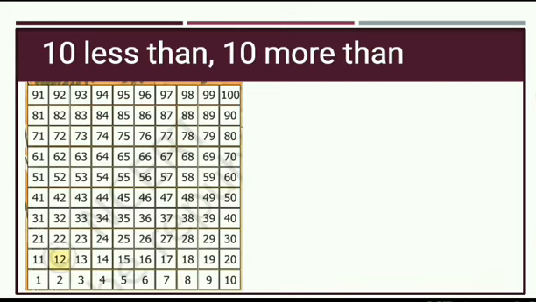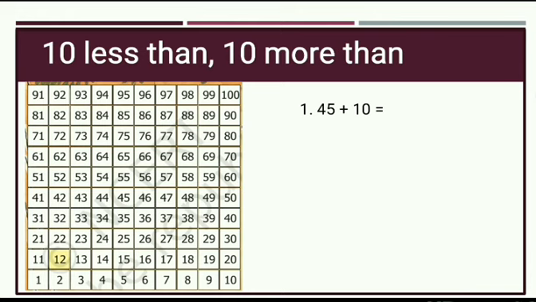So children, what do you see on your screen? I have this 100 grid. So first we are going to revise what you have learnt by 10 less than and 10 more than. You already know if you go one step up, that means you are adding 10, and if you come down one step, that means you are subtracting 10.